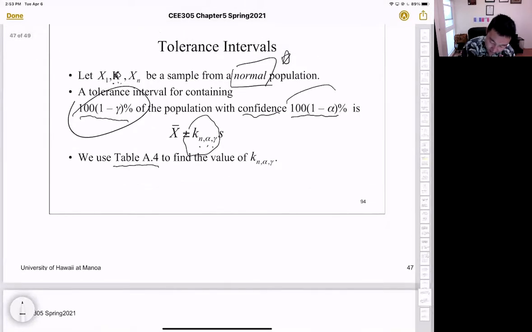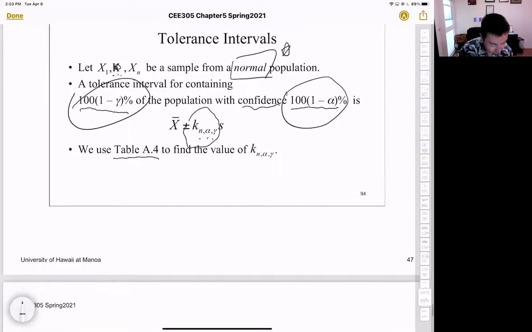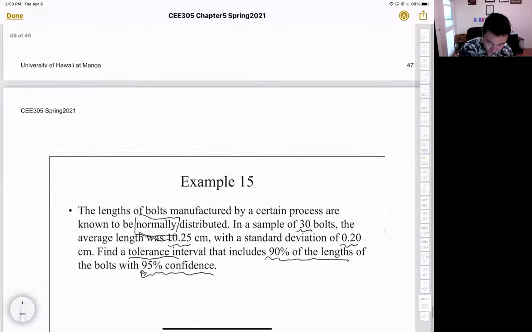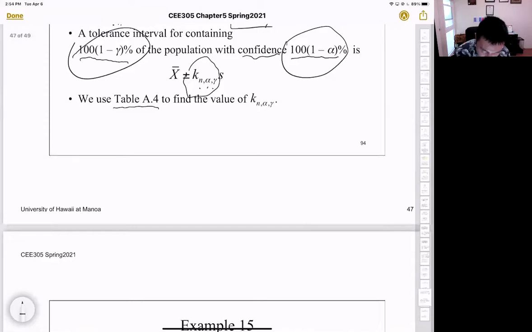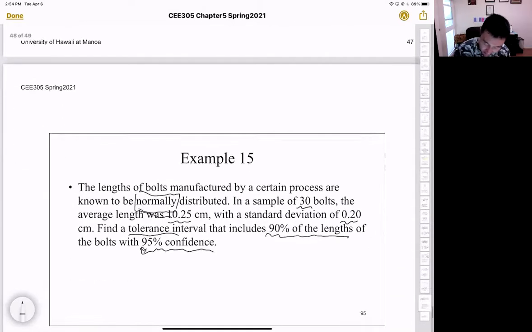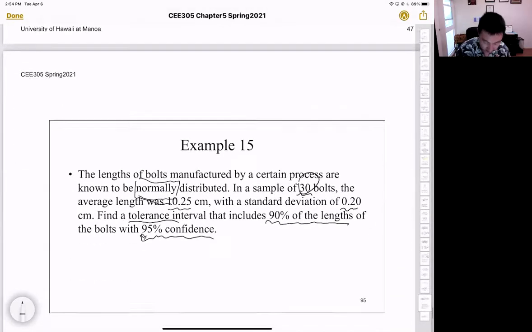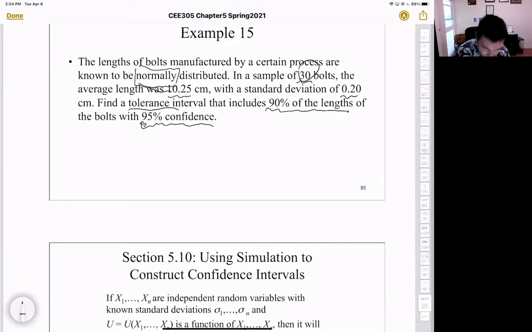We can figure out alpha here. So the key values are n, alpha, gamma. Alpha and gamma are here and here. N is the sample size. The sample size in this question is 30. So first of all, write down the sample mean and sample standard deviation.